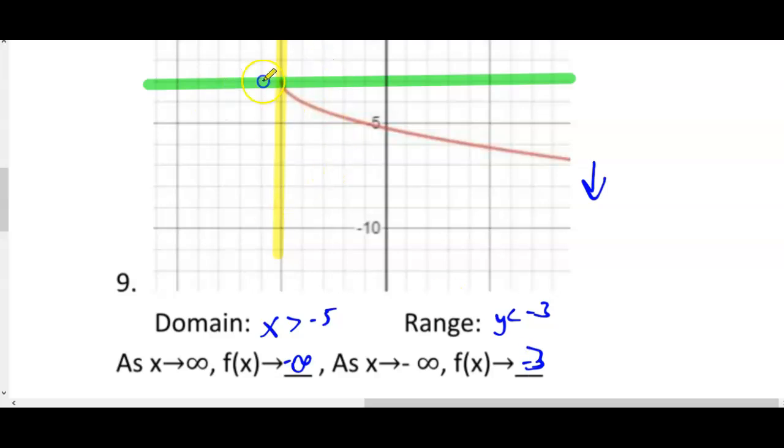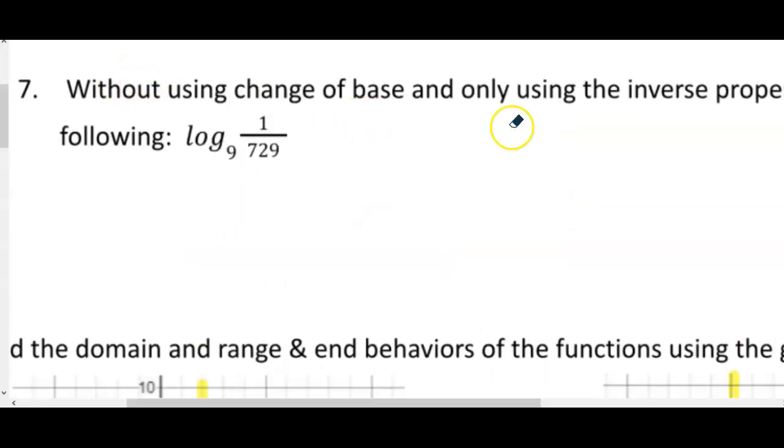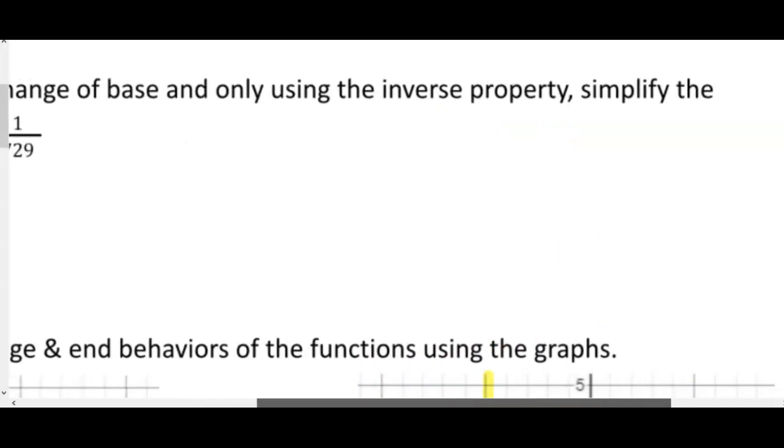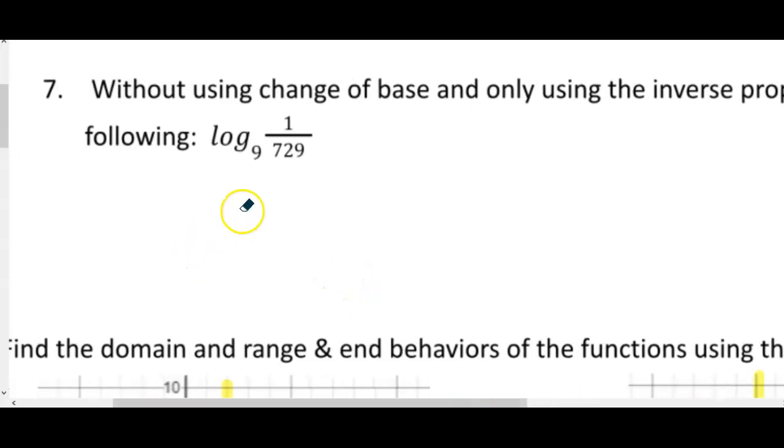Alright, cool. Let's look at number 7. I gotta go back one problem, sorry about that. Alright, so without using the change of base and only using the inverse properties, simplify the following: log base 9 of 1 over 729.